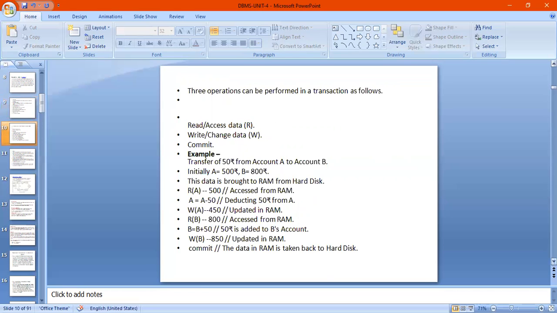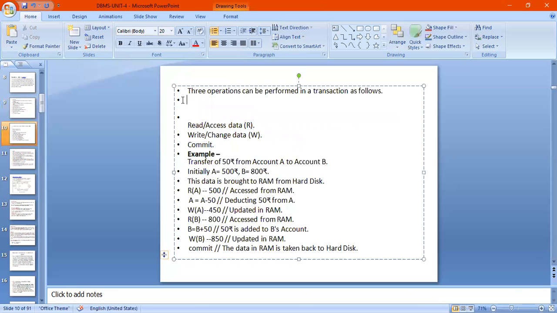Three operations are performed in a transaction as follows. The first one is read, to access data. Then write, to change data. So read means R, write means W, and commit.